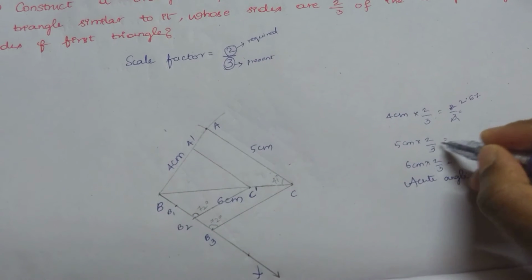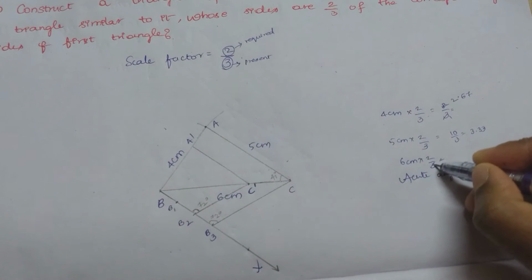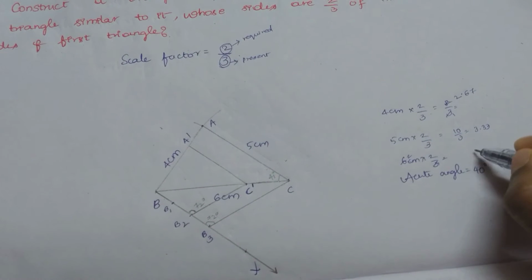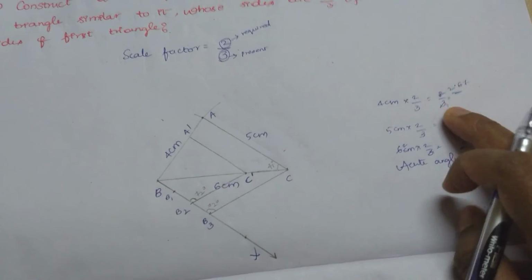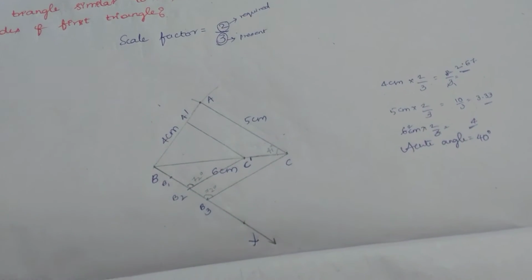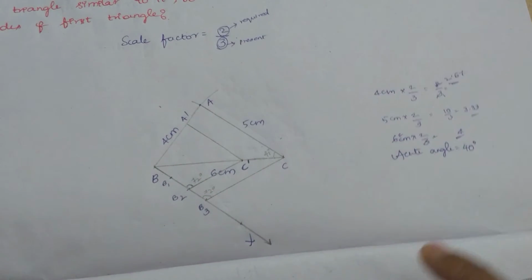2.67 you will get. The same way 10 by 3, it means 3.33. 3 ones are 3, 2 twos are 4. So the required triangle dimensions should be 2.67, 3.33 and 4. Let's see whether we got the correct values or not. So at 6 we should get 4. Let's see.